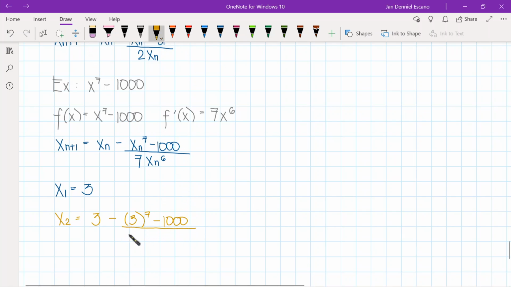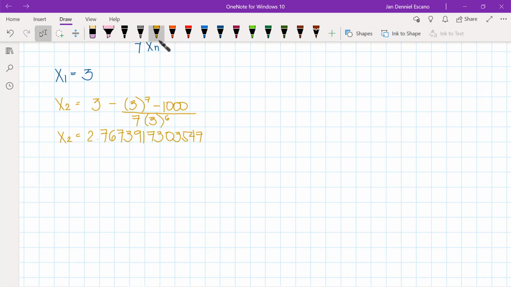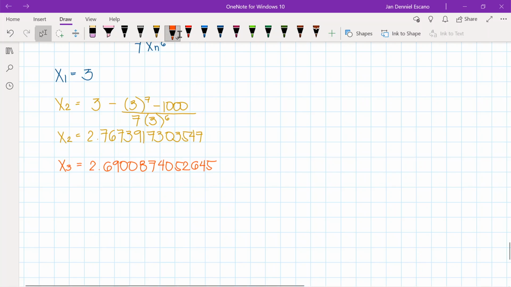over 7 multiplied by 3 raised to 6. And we'll get the value of x sub 2, which is 2.767391730354.7. If we continue with our iterations, I will not substitute the values, we can directly input it in our calculator. We can get the value of x sub 3, which is 2.690087405 2645.